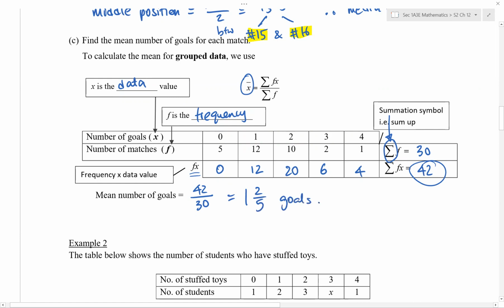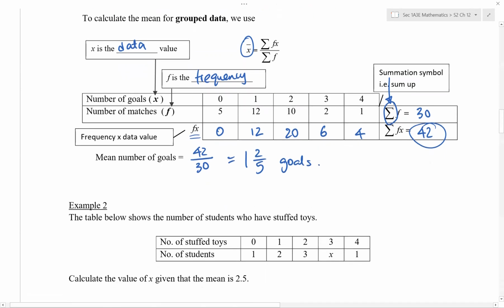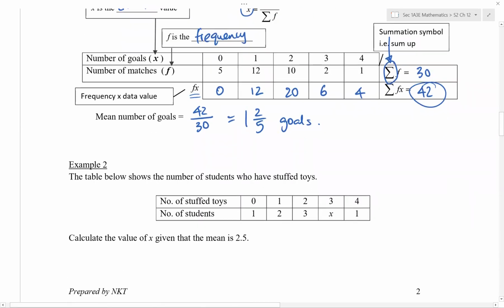Okay, so if you do not want to use this formula, you would have to write down everything. You have to add everything up, which is a waste of time, when you can actually use multiplication, since you're adding the same numbers to itself.